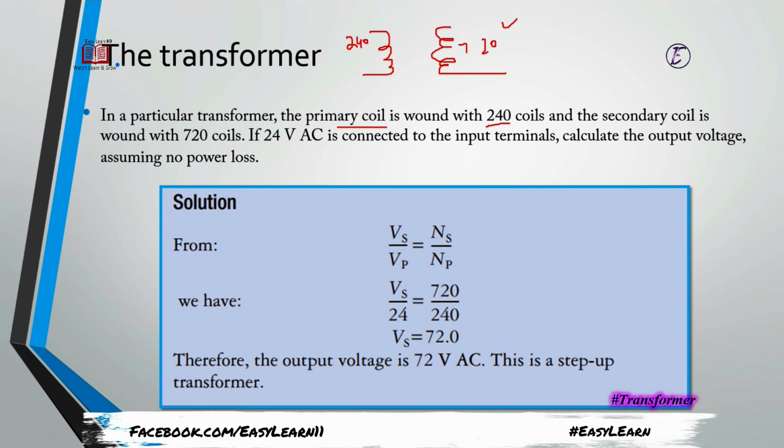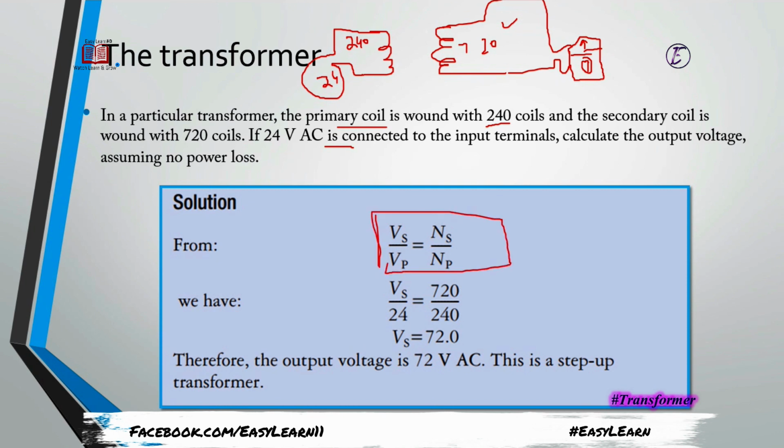If 24 volts AC is connected to the input terminal, what is the output voltage that we will obtain here? This is the answer on the ammeter. For this we are going to use the formula Vs over Vp equals Ns over Np.